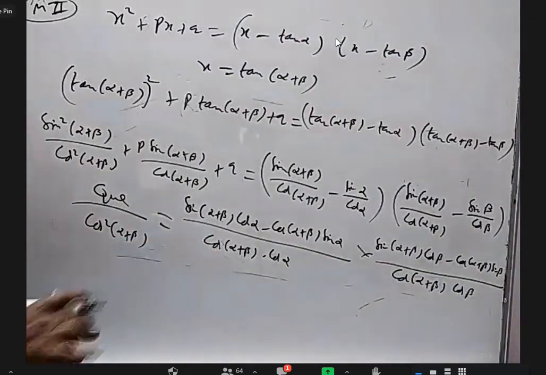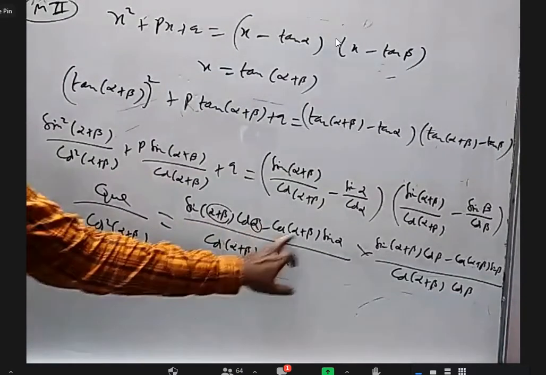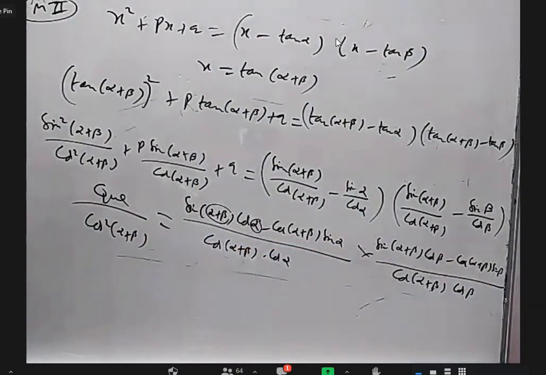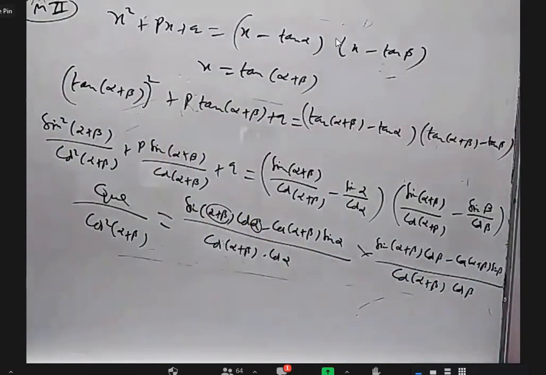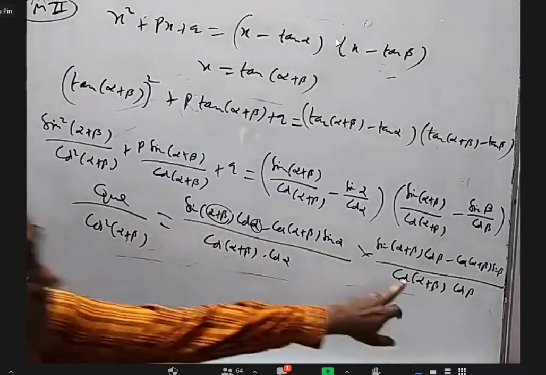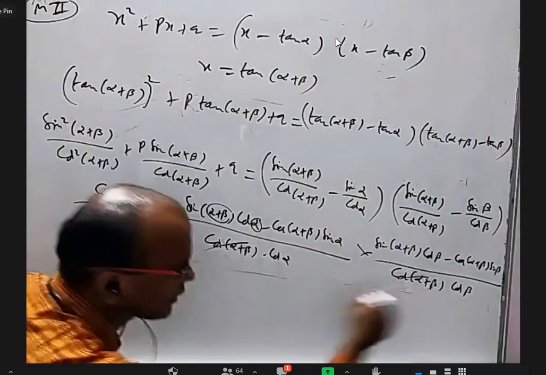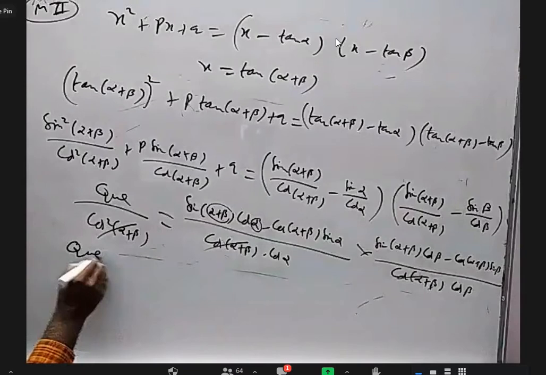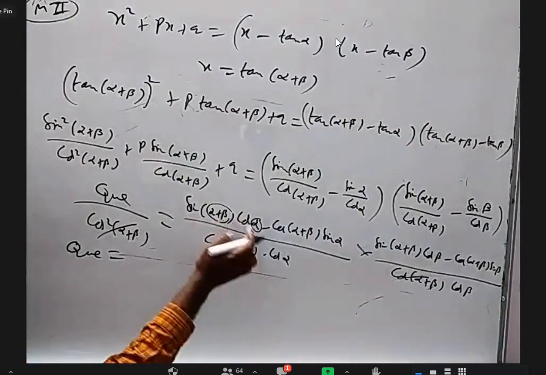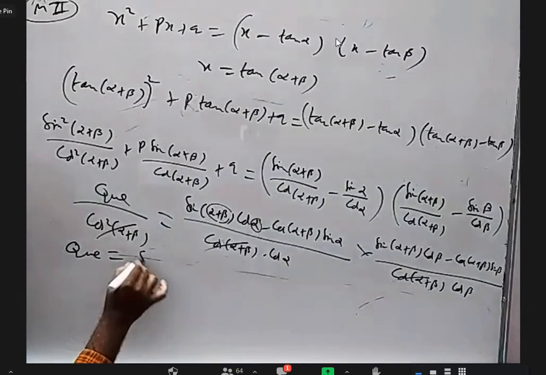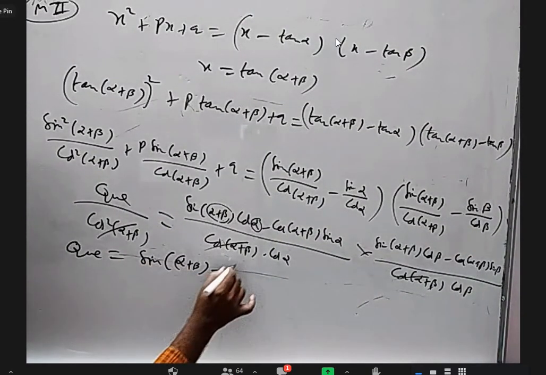Now, if I call this as A and this as B, does it look like sin A cos B minus cos A sin B? Yes, sir. It's also sin A cos B minus cos A sin B. And moreover, this cos(α+β) and this will get cancelled. So my question, I got it as this is sin A cos B. I don't have to expand this. Sin A cos B minus cos A sin B is sin(α+β−α).